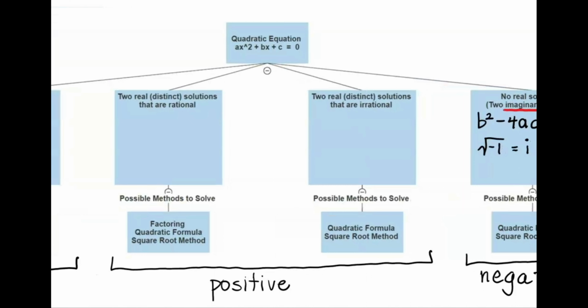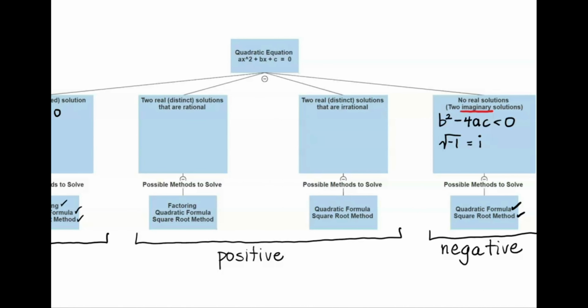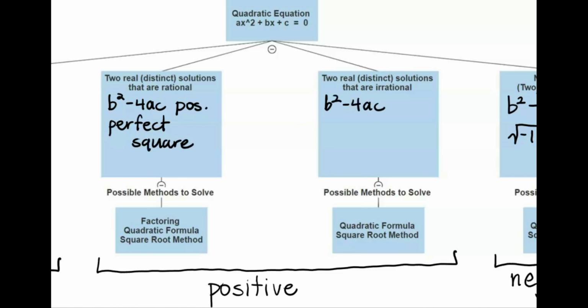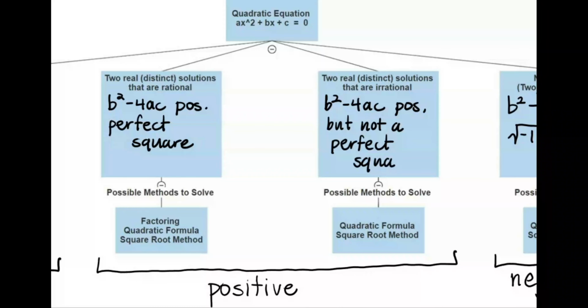Now let's talk about the two cases in the middle. Both of the cases in the middle deal with when the discriminant is positive, but I'm going to separate it down into the discriminant being a positive perfect square and the discriminant being a positive number, but not a perfect square. So if the discriminant is a positive perfect square, you can factor.